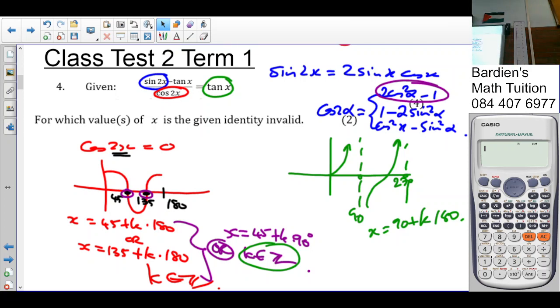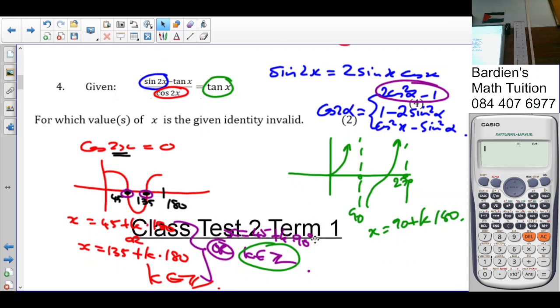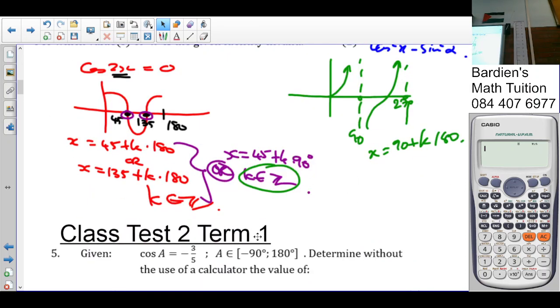It's enough for all that in the question. 2 marks for this question, 1 in each branch there.